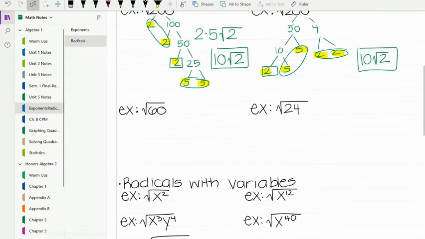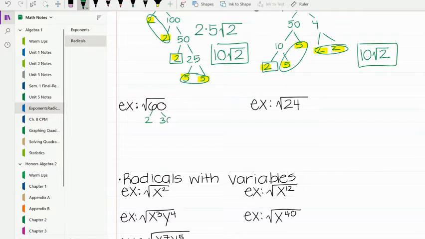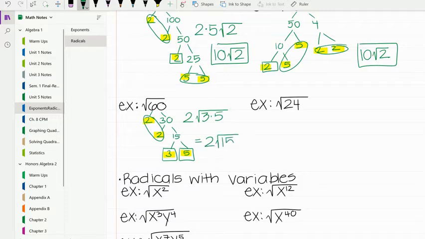So we're going to keep practicing. So for 60, I would have 2 times 30, then 2 times 15. Now I know that 2 does not go into 15, so I'll go to 3, and 3 times 5, and then both 3 and 5 cannot be branched. So I'm looking at my prime numbers. I see a pair of 2s, so that would go on the outside. Now this time I have 2 lonely numbers, meaning they don't have pairs. So they both go on the inside, and you multiply them. So the final answer would be 2 root 15, because root 3 times root 5 is root 15.